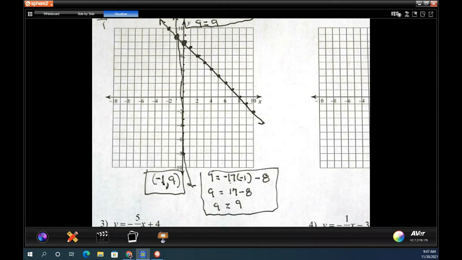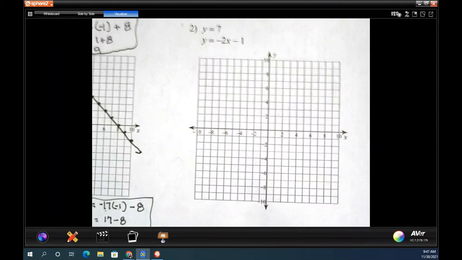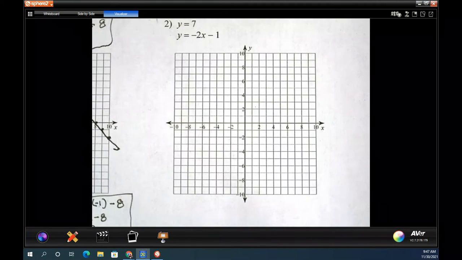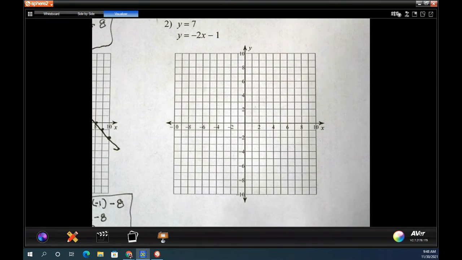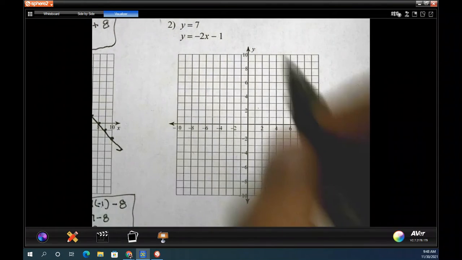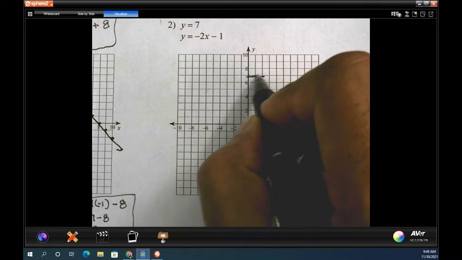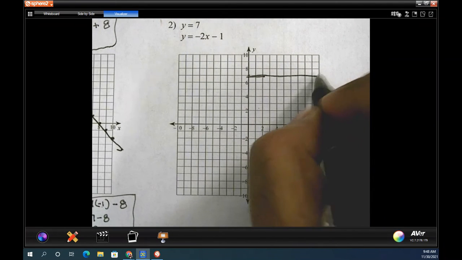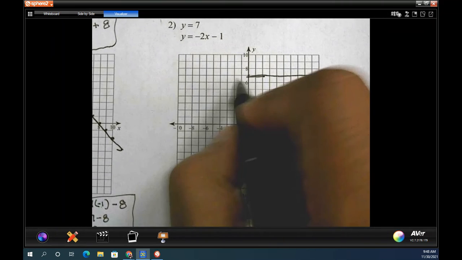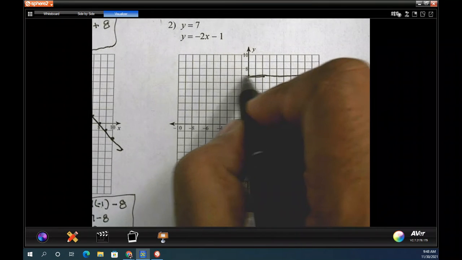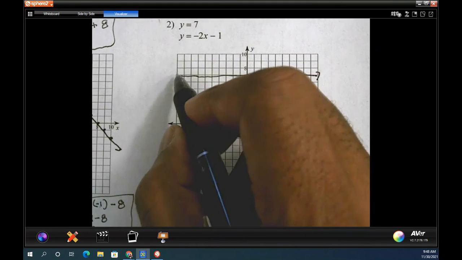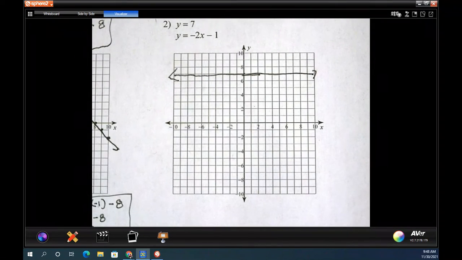All right, let's look at number 2. Y equals 7. What type of line is that going to be? Horizontal. So we go up here to 0, 7, and we just draw a horizontal line. Do it. Some of y'all aren't doing it, and you're going to say, I don't understand this. Well, it's because you're not doing it. And I see who you are.